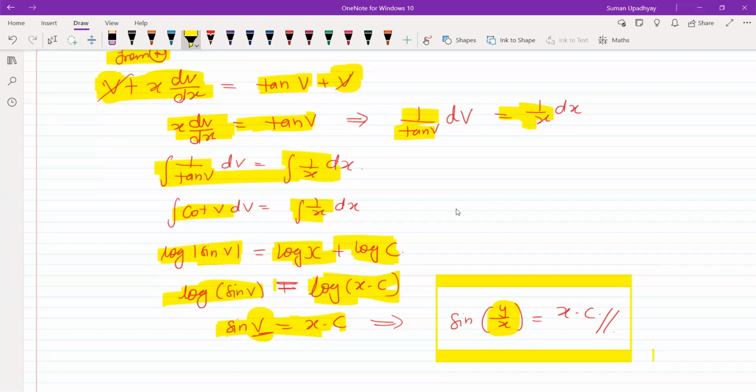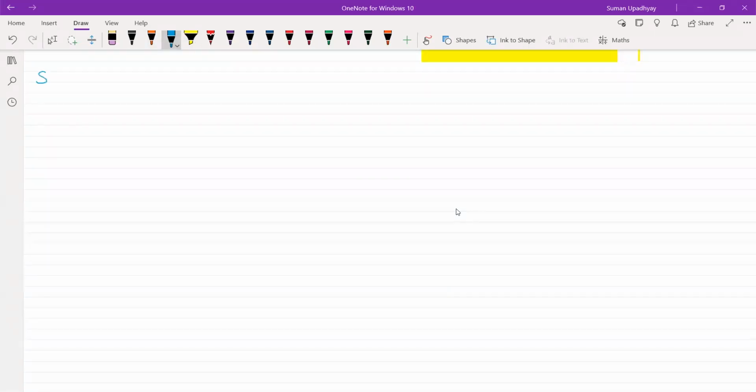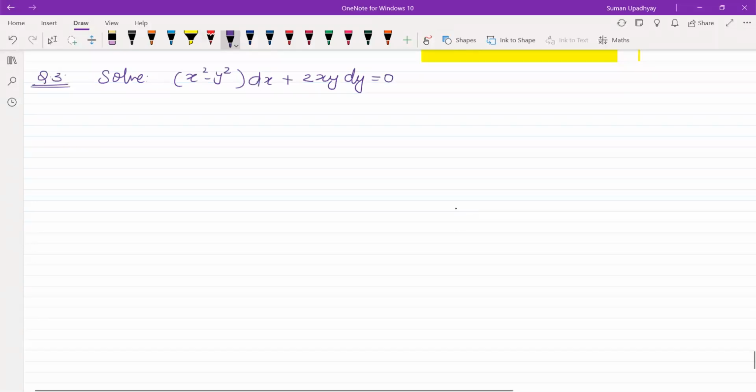Now we'll take one more question and then we'll stop. The one last question on this homogeneous method, that too you are going to solve by yourself and let me know whether you are able to do it. Question number 3. Solve (x square minus y square) dx plus 2xy dy equals to 0. Just try this by yourself and let me know.